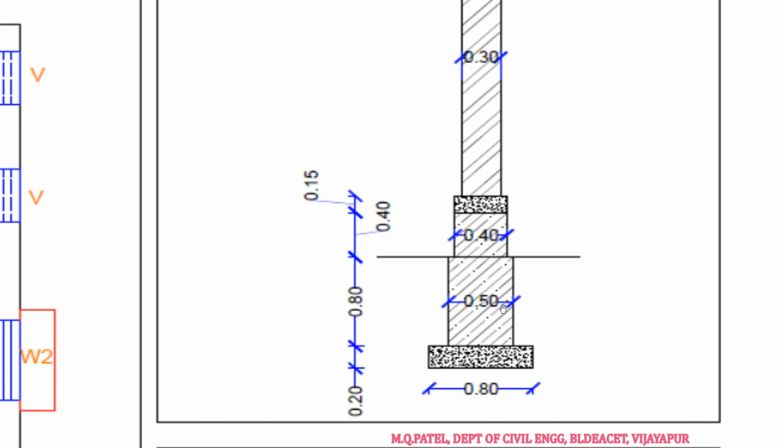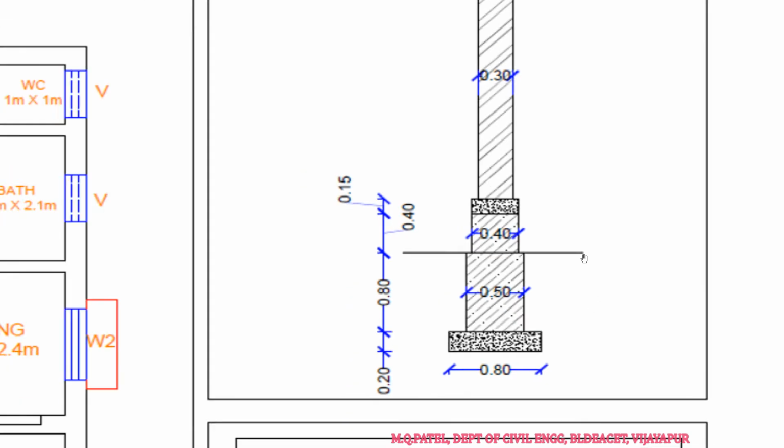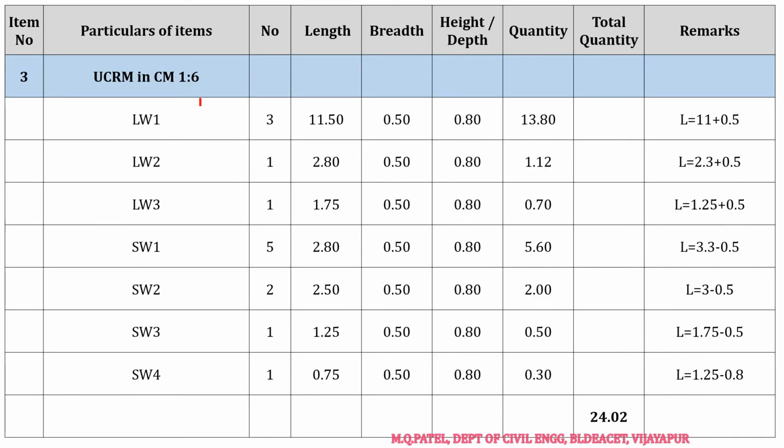It is visible. 0.5 is the width and 0.8 meters is the depth. Again, what we do is calculate the center to center length plus the width of the item. In the long wall we add 0.5, in the short wall we subtract 0.5. So again we'll start with uncoursed rubble masonry in cement mortar 1 is to 6.